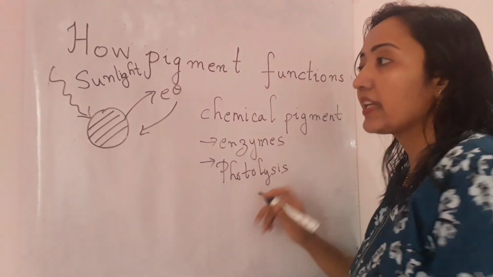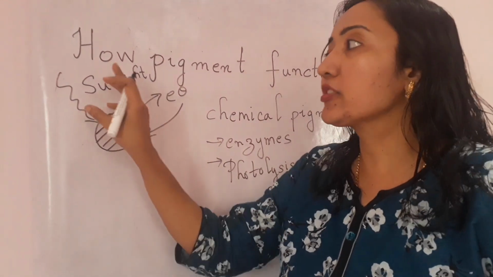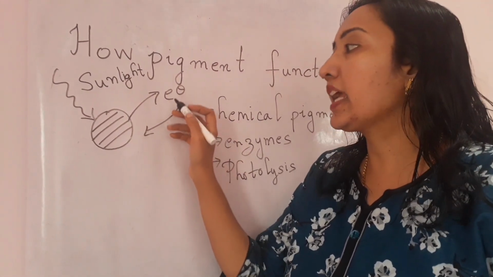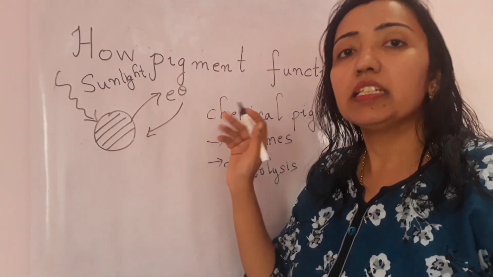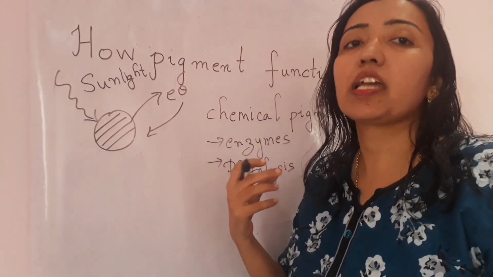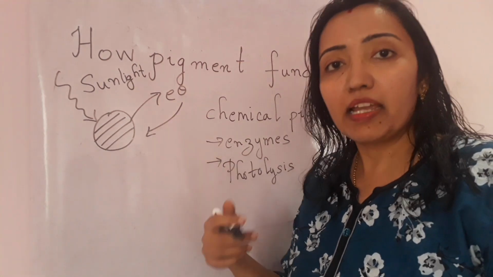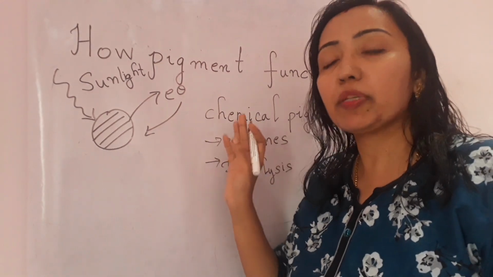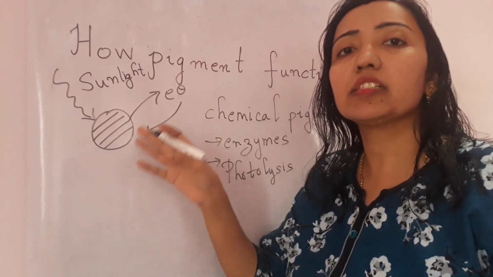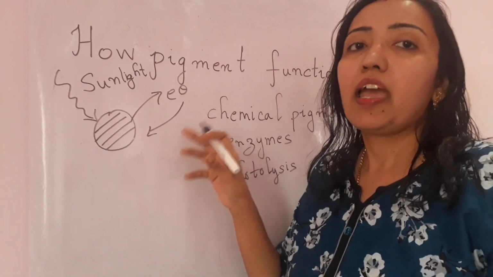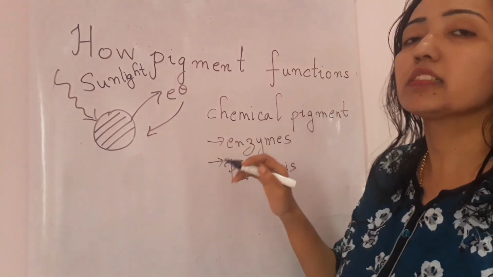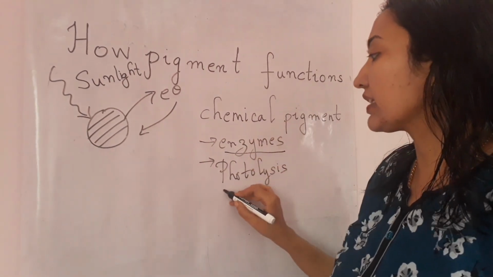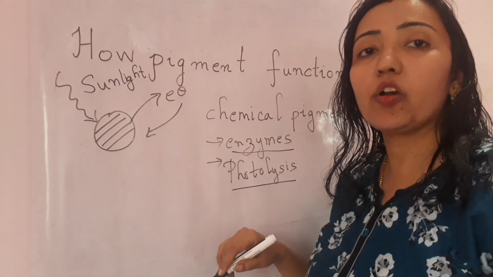So four things can happen. Whenever a pigment absorbs light at fixed wavelength, it excites an electron and energy is released from the electron. This released energy can be used either in the form of heat or light, or the third one is this energy is given to another pigment. This electron is given to another pigment, so energy is transferred to another pigment. Or the fourth one is this energy is given to a pigment which has enzymes in it, and this pigment can carry out photolysis, that is breaking of water.